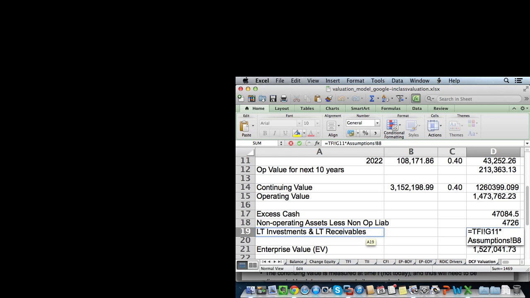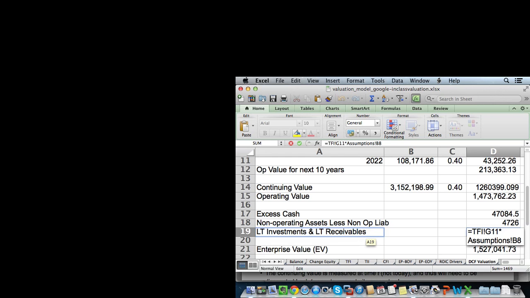So if a company has a lot of receivables, then you would probably be best to break it out. Yes. This doesn't really pertain to what we're doing now, but it's okay.